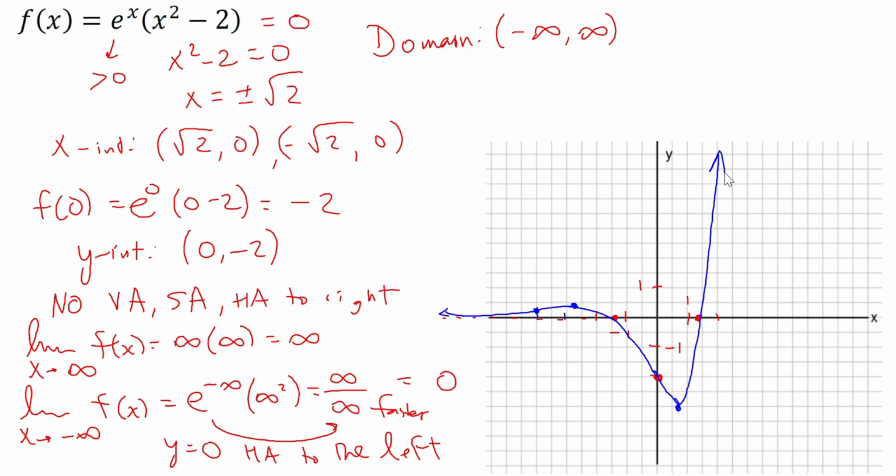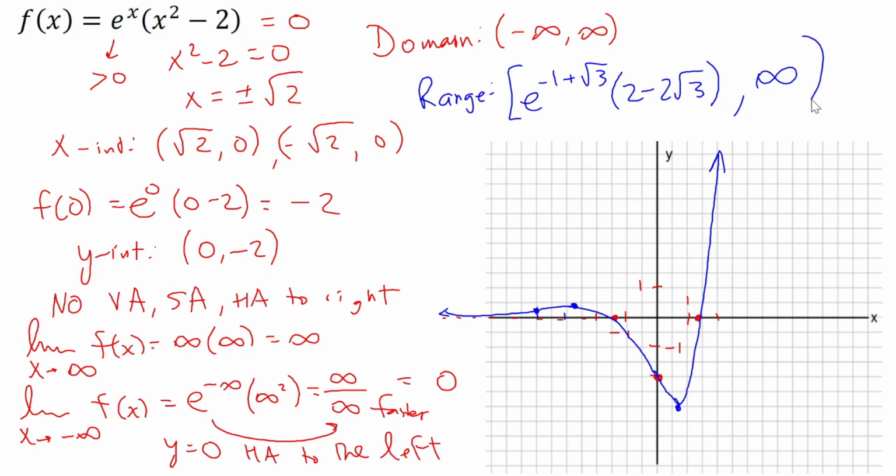And then for our range, now we can see what our graph actually looks like. We have an absolute minimum there at this point down here, right? And so that absolute minimum was the somewhat annoying value of, write it in here, e to the -1 plus root 3 times 2 minus 2 root 3. And then our range continues all the way up forever to infinity.